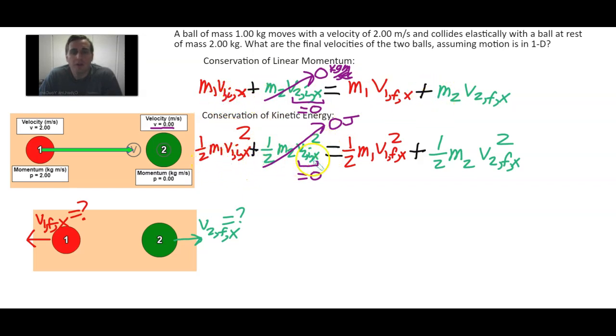One more thing, notice the kinetic energy equation has a 1/2 in front of each of the terms. If we multiply the entire equation by the constant factor of 2, then all these 1/2s will indeed cancel. Okay? So let's call this first equation the conservation of momentum equation 1. Let's call this second equation the conservation of kinetic energy equation 2.